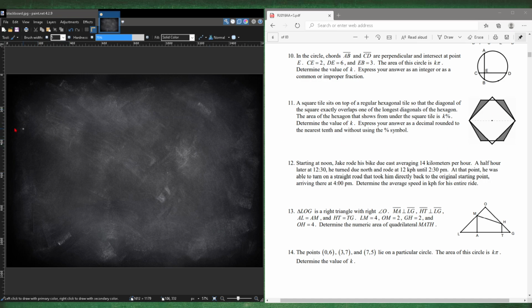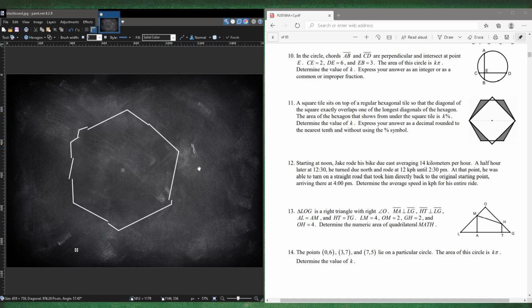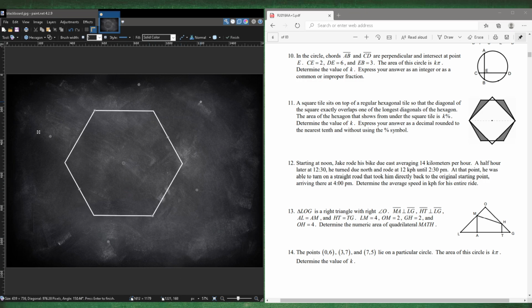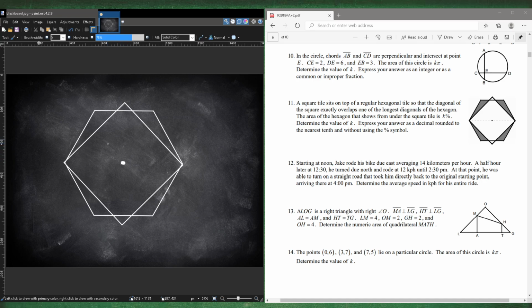So let's kind of draw a picture. We need a hexagon. That looks fine. And now we need a square. And move it a bit. Okay, it's a little bit tilted. A little bit more. That looks fine. It's good enough. And we have a center. And then these are 4 shaded areas.